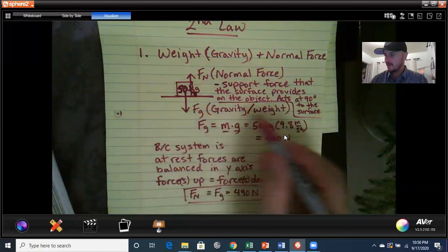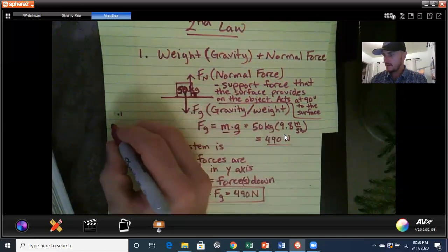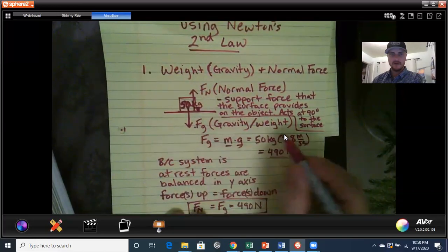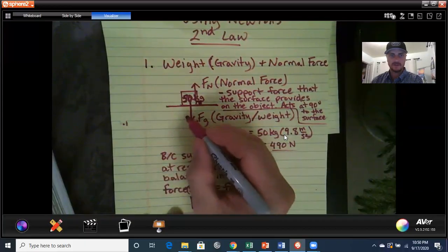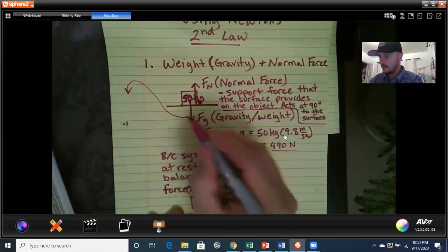Gravity or weight. I don't have enough room here, so maybe I'll just put it off to the side here. If you have room, please write it underneath here, but I'm going to go ahead and do it off to the side, maybe right over here. Okay, gravity. What is gravity?